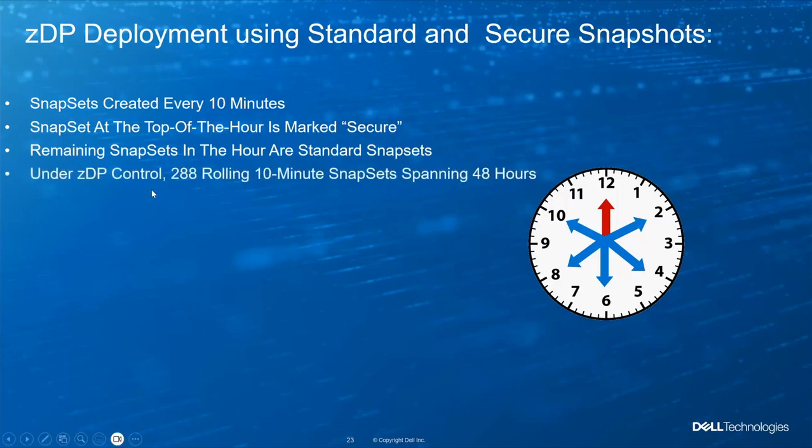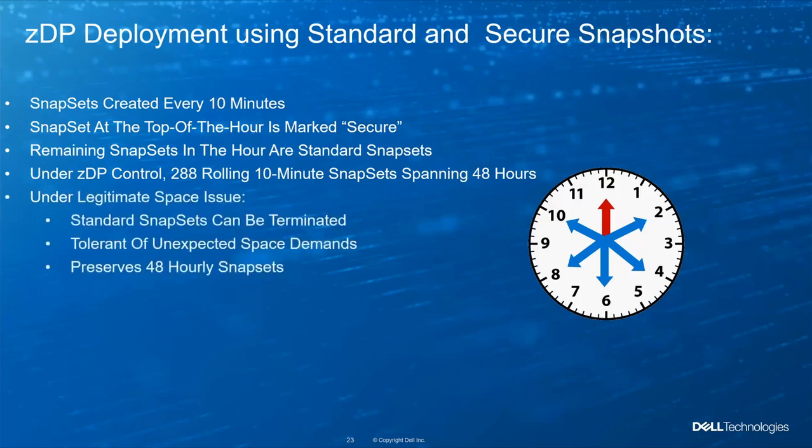So under ZDP control with 10-minute snaps, given the number of minutes in a day, that's 288 rolling 10-minute snaps, and you can create them. Very commonly, customers will hold 2 days worth of that. So that's 48 hours worth of 10-minute snaps, but it could be whatever the customer wants. And in this case, as I mentioned, they will be terminated under legitimate space issues. And you will have the ability to recover back to up to 2 days ago.